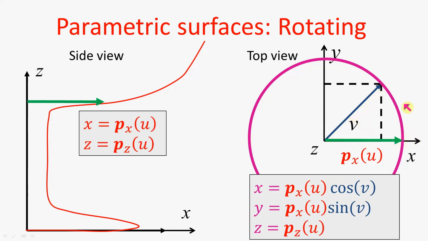We know the parametric equation of the circle. It is radius times the cosine of the angle v and radius times the sine of the angle v. The radius is just the length of this green arrow. So using this radius information, we can express x and y coordinates as functions of parameter u, identifying the curve point, and parameter v, representing the circular motion.